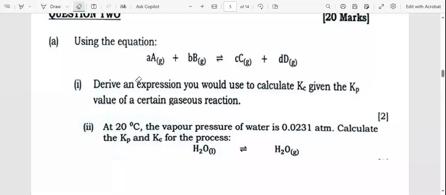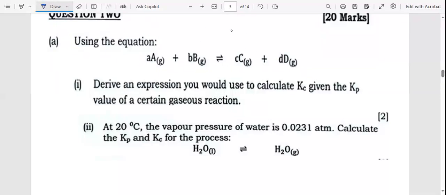Using the equilibrium equation, we are using this equation now. Using this equation, we want to derive the expression that we can use to calculate the Kc and the Kp value.